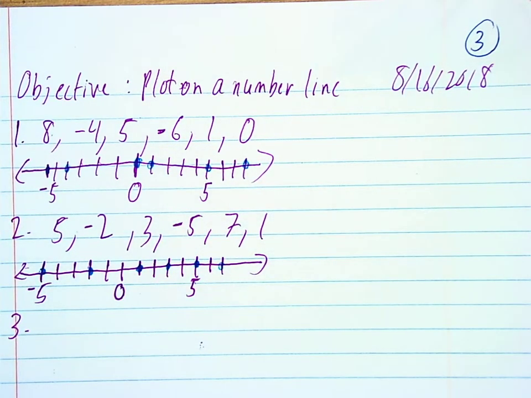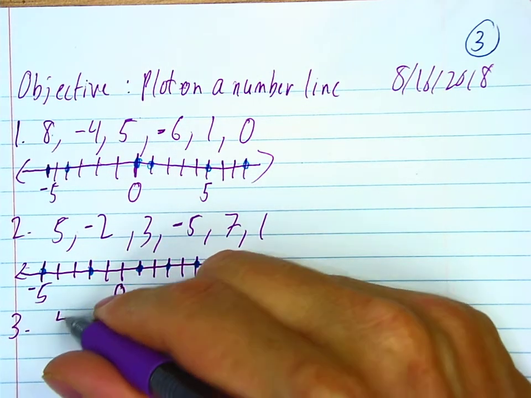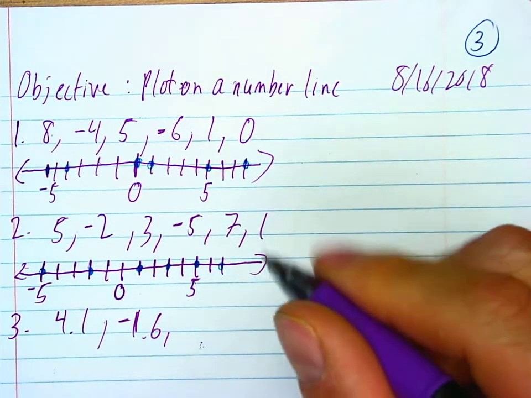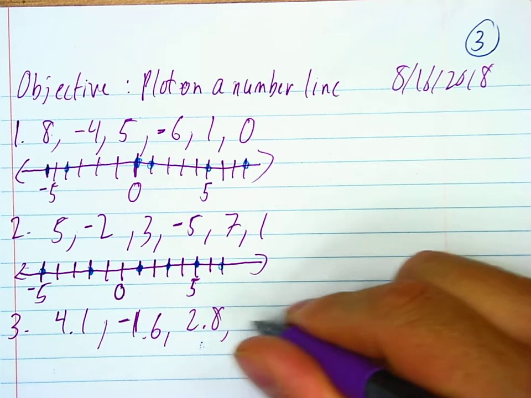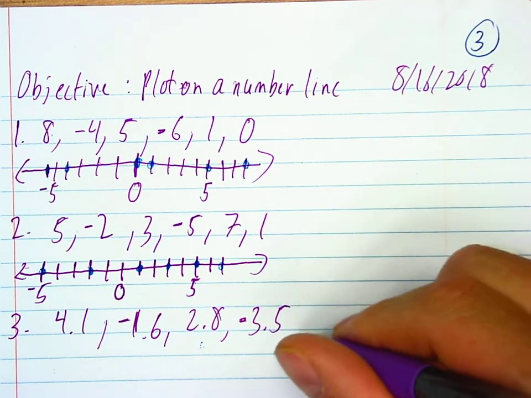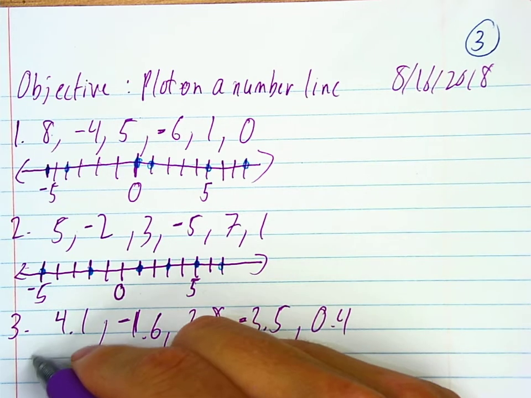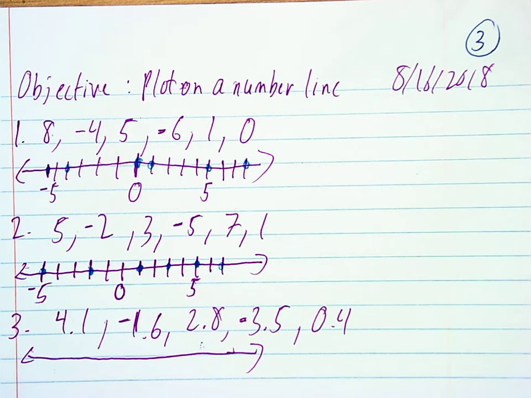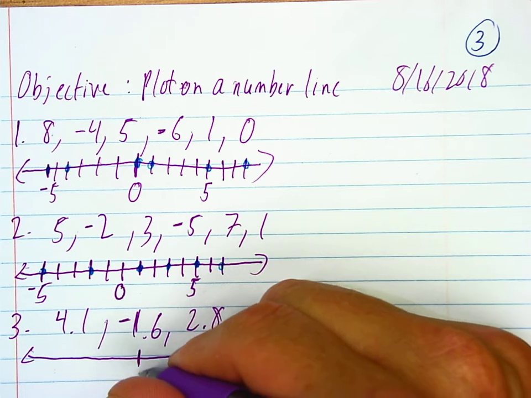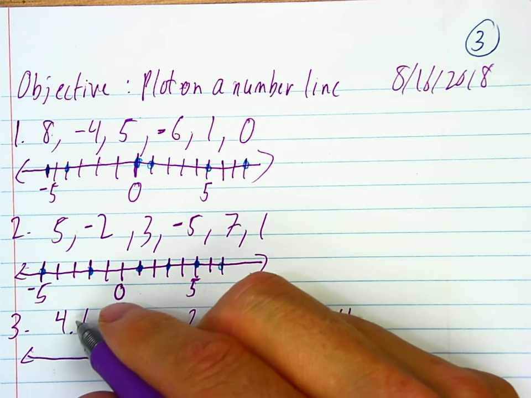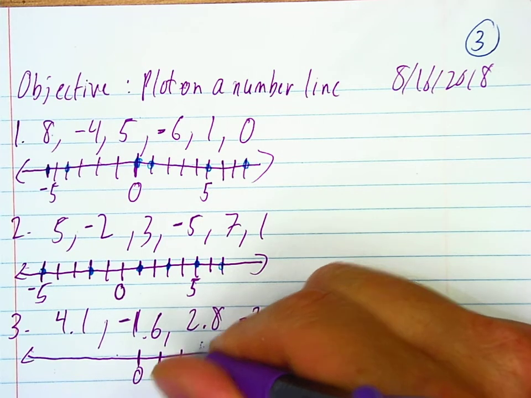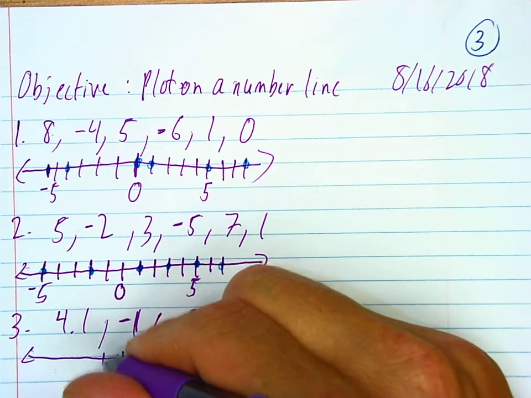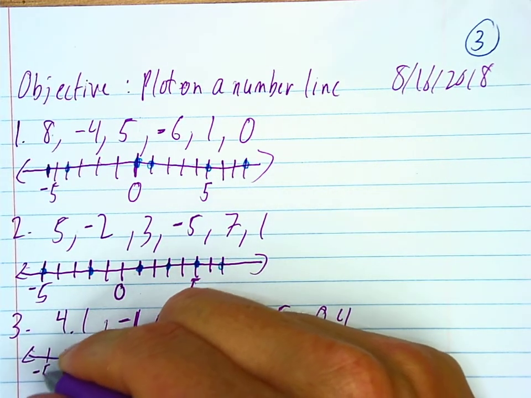All right, question 3. Let's talk about decimals. So what about the graph of 4.1, or in other words, 4 1/10, -1 6/10, 2 8/10, -3 5/10, and 4/10? About this grid. Well, what we're going to do here, start at 0. Because our largest number is 4.1, we're going to go right 5. And again, I will label this 5 and left 5. And I'll label this one as -5.